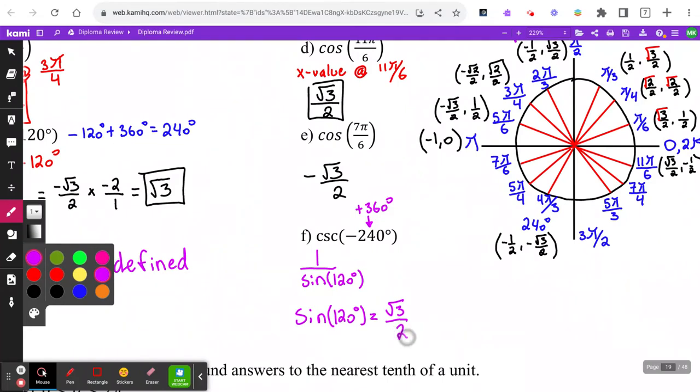So if I want 1 over sine, that would be 2 over root 3. What's wrong with that answer? Can't have a radical on the bottom, so we have to rationalize our denominator. We have to multiply root 3 to the top and the bottom. On the top, that is just 2 root 3. On the bottom, that is 3. The answer is 2 root 3 over 3.